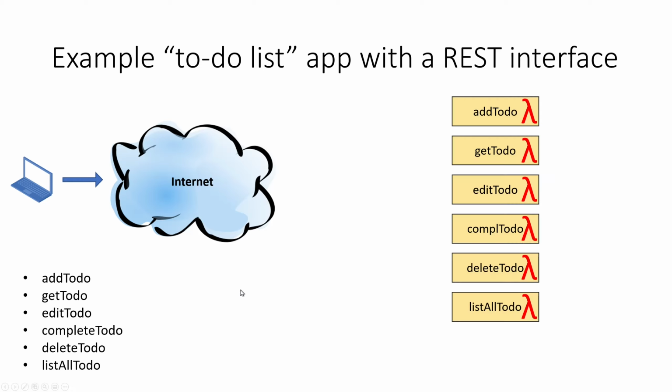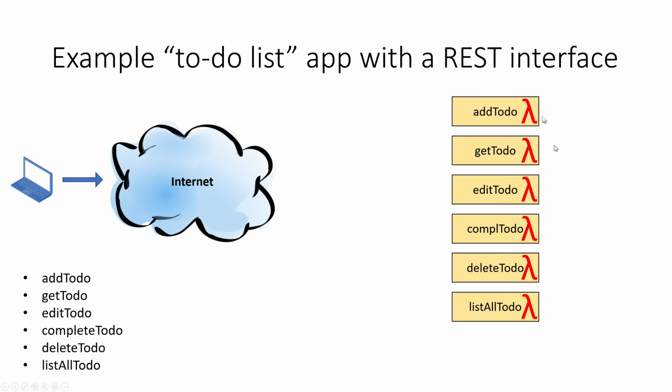So it would be great if we could just write these functions: add to-do, get to-do, complete to-do, delete to-do, and so on. And this is what serverless computing allows us to do. We just write code for our functions, and I have this lambda over here just to denote that this is a function that we're going to run. So we just write our functions, and that's it.